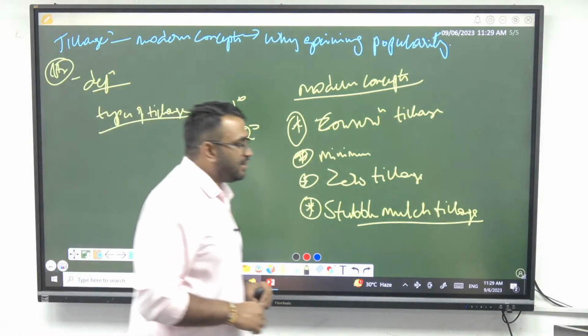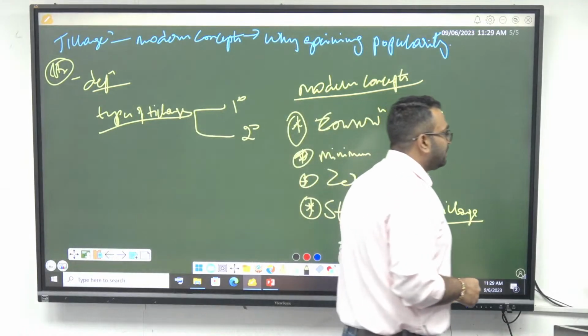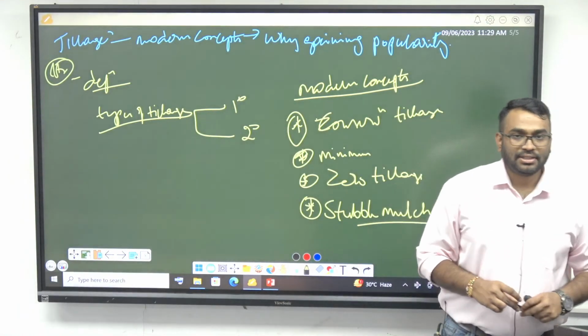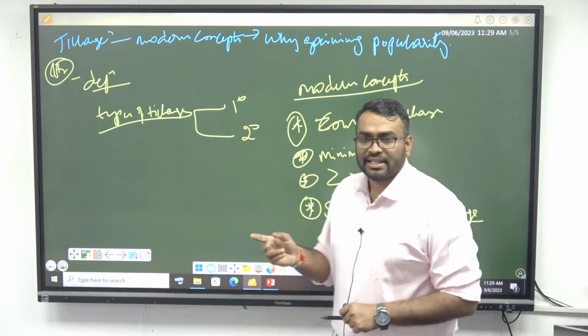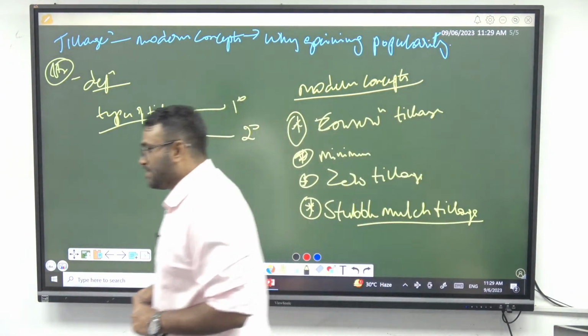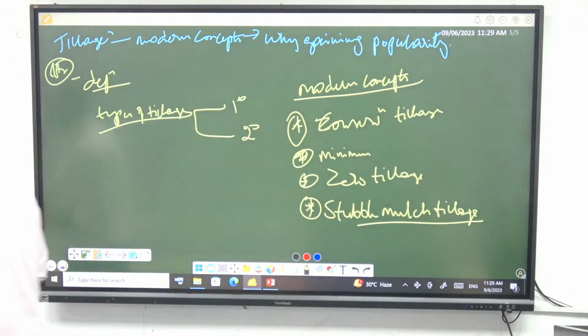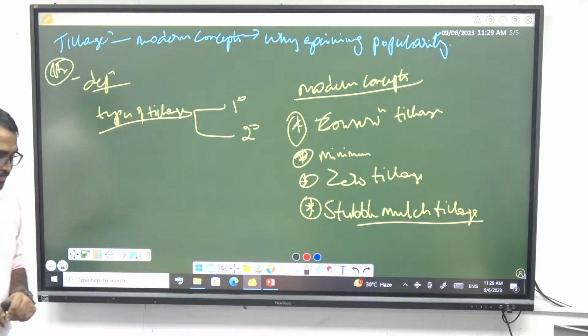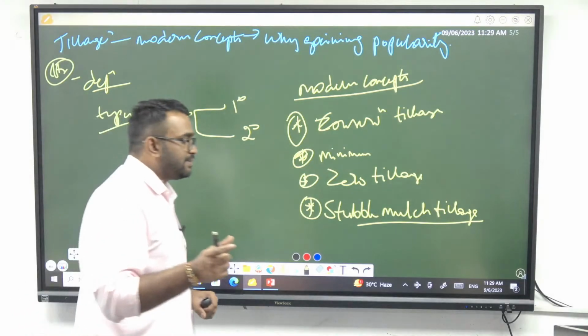In minimum tillage, you will be practicing tillage as minimally as possible. Only if it is absolutely necessary, then you will go for minimum tillage. Then zero tillage, though the name says zero, it doesn't mean that there is no tillage practice. Essentially we are going for tillage, but it will be an extreme form of minimum tillage.